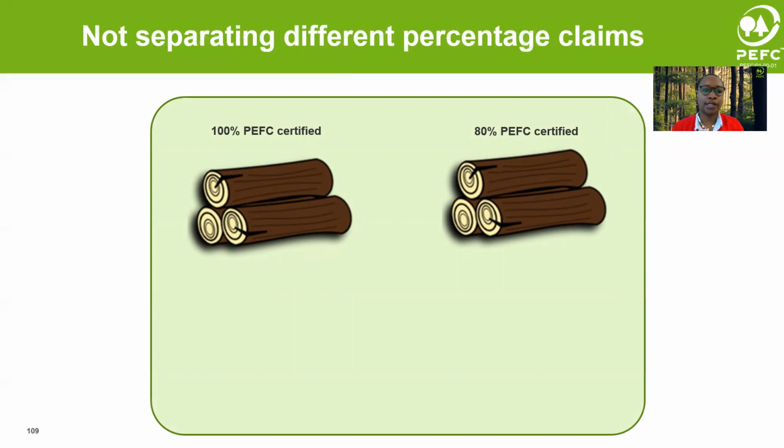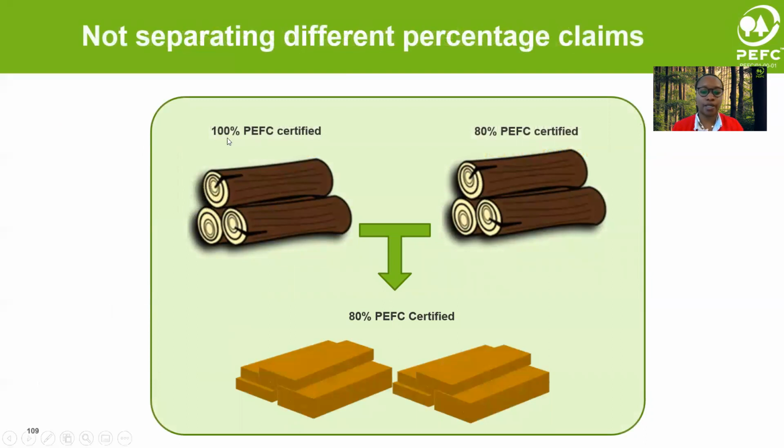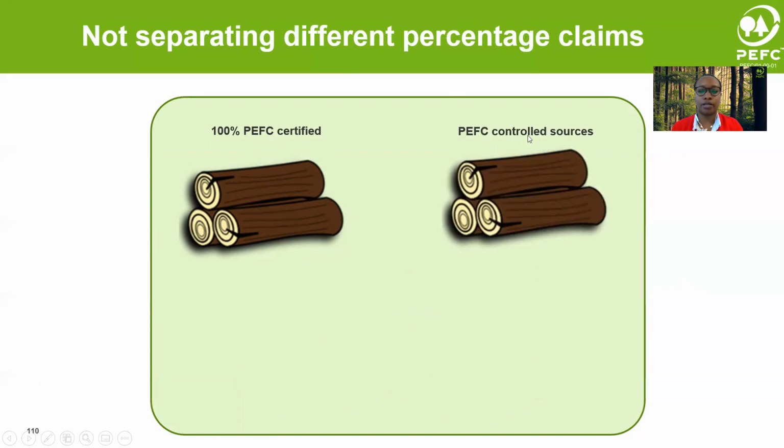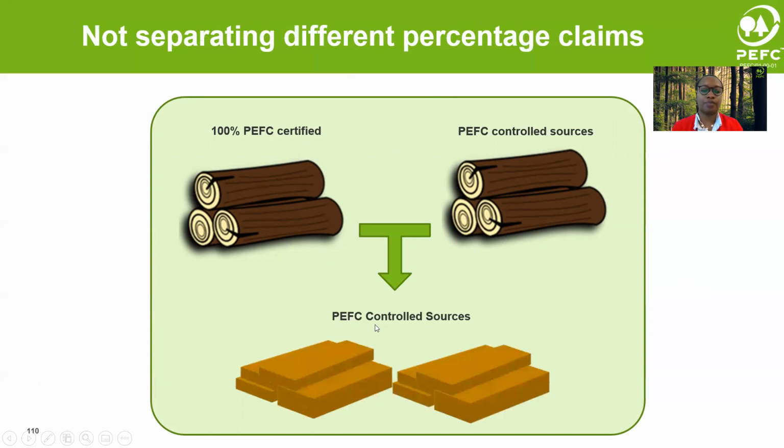For example, you have 100% PEFC certified logs and 80% PEFC certified logs, just to repeat what I showed you in the previous slide. If you combine them, in the end, you will get 80% PEFC certified timber. And if you have 100% PEFC certified logs, again, combined with PEFC controlled sources logs to produce timber, in the end, you will have PEFC controlled sources timber.